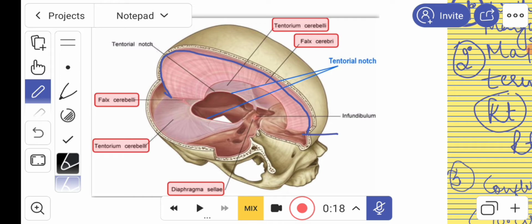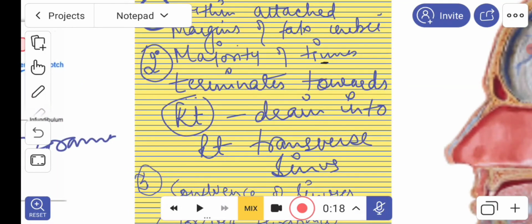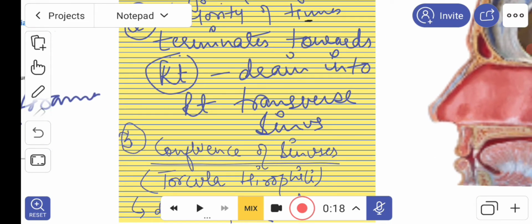It starts from the foramen cecum and terminates generally into the right transverse sinus near the internal occipital protuberance. So this is the superior sagittal sinus. Now, second thing, the majority of times the superior sagittal sinus terminates towards the right and drains into the right transverse sinus, but it may terminate into the left transverse sinus.